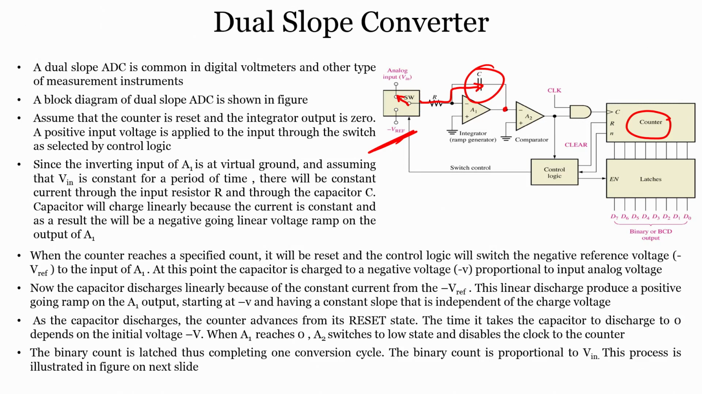When A1 reaches 0, A2 switches to the low state and disables the clock of the counter. If it is low, the clock will be disabled, and if that is the case, the binary count is latched, thus completing one conversion cycle. The binary count is proportional to the voltage Vin.